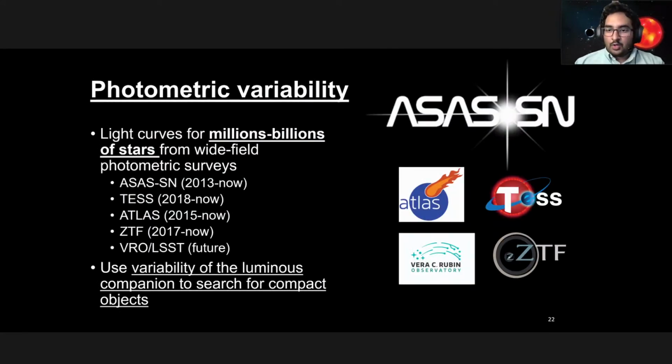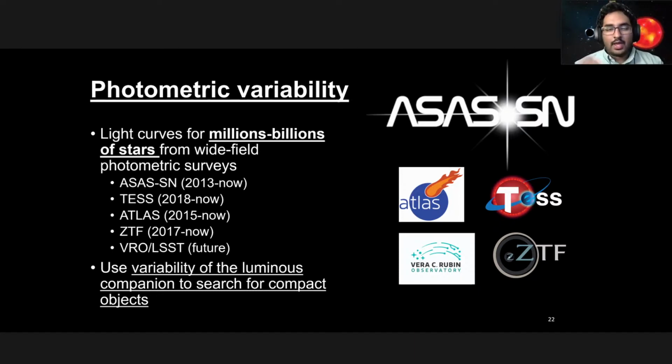All right, so let's talk about photometric variability now. In short, photometric variability has got to do with how the brightnesses of stars change over time. As I mentioned before, we need to lean on wide field photometric surveys to obtain an estimate of the orbital periods for the candidates that we identified in the spectroscopic datasets.